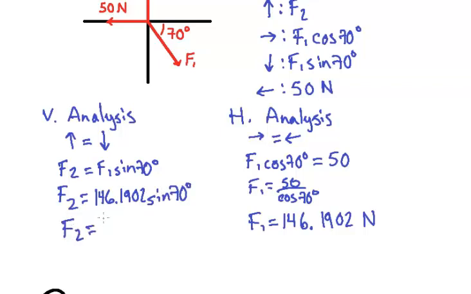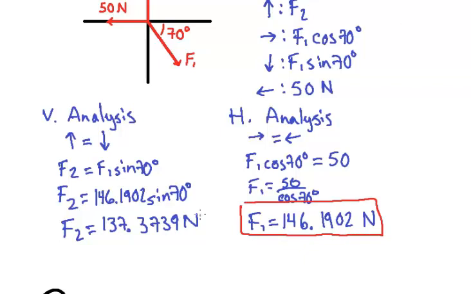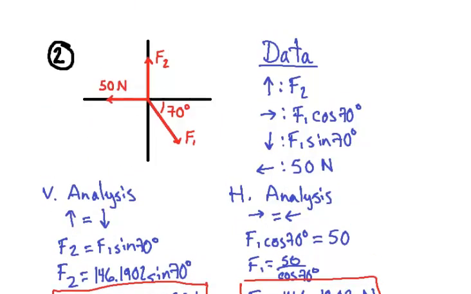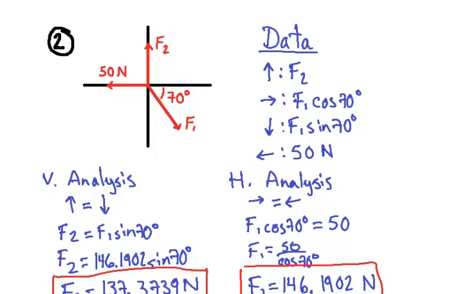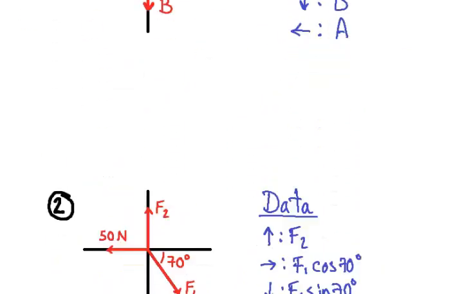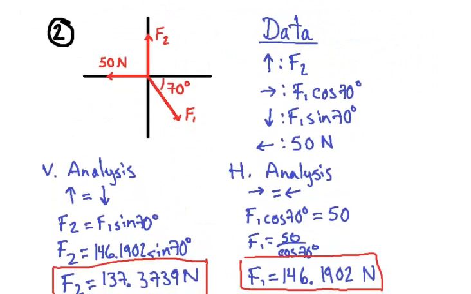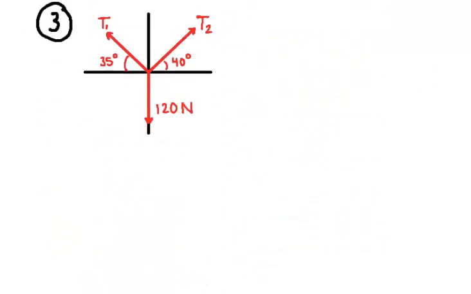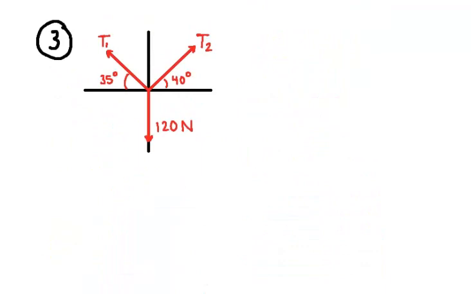If I put 136.1902 sine of 70, that's going to give me an answer of 137.3739 newtons. And with that, I have already found both of the forces' magnitudes. Okay? Both of the forces, I already know them by using a combination of vertical and horizontal analysis. This one was a little bit different than the previous one, so each exercise is going to have its unique way of solving, but it's always going to involve a vertical and a horizontal analysis.